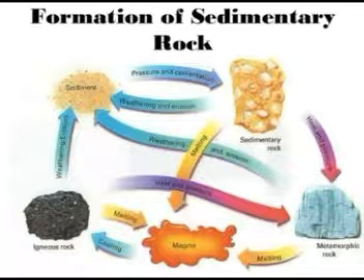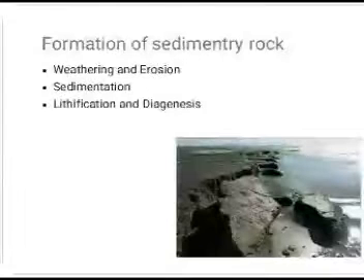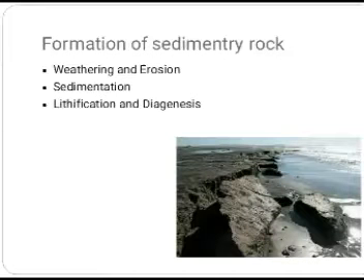Here is the chart diagram for the formation of sedimentary rock. There are three processes through which sedimentary rock is formed. The first is erosion and weathering. The second is sedimentation. The third is lithification and diagenesis.